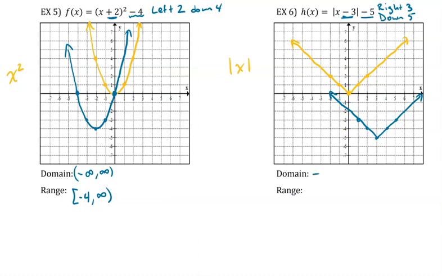Domain, negative infinity to infinity. The range, the lowest is now negative 5, still goes up to infinity.